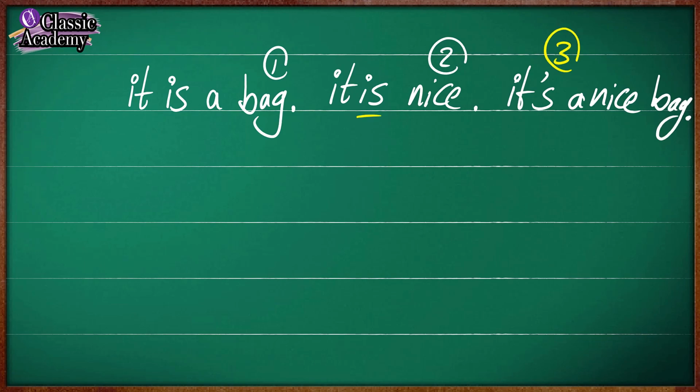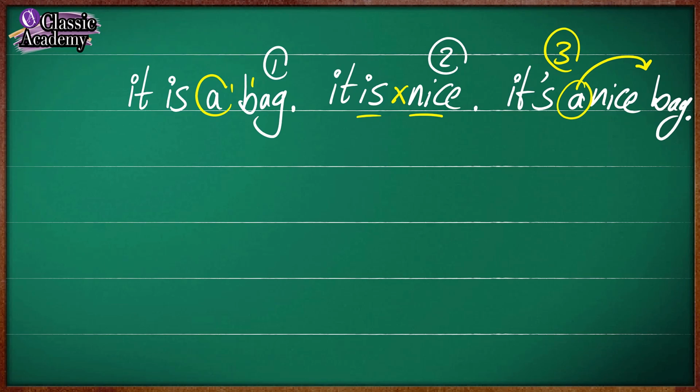Well, after is, we use an adjective. We do not need a here. No a. When we are introducing a noun, we need a. If it is one noun, of course, it is a. Okay, it is a bag. It is nice. It is a nice bag. This a does not come for the adjective nice, but it comes for the noun. So you see, this is a very special form for to be.